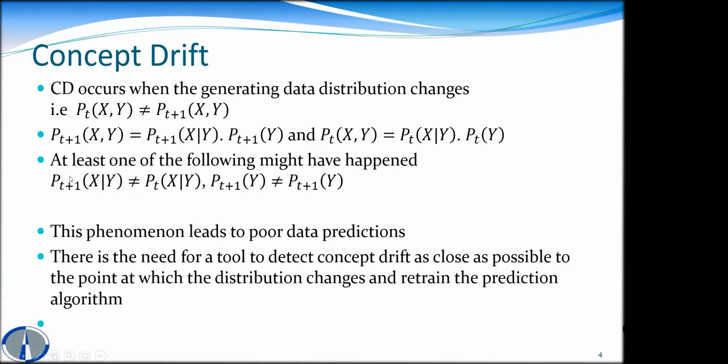If the first one happens, then we have a change in the decision boundaries. But if the second happens, we don't have a change in the decision boundaries. When concept drift occurs, we have poor predictions. So there is the need for a tool to detect the concept drift as close as possible to the point at which the distribution changes, and then retrain our prediction algorithm.